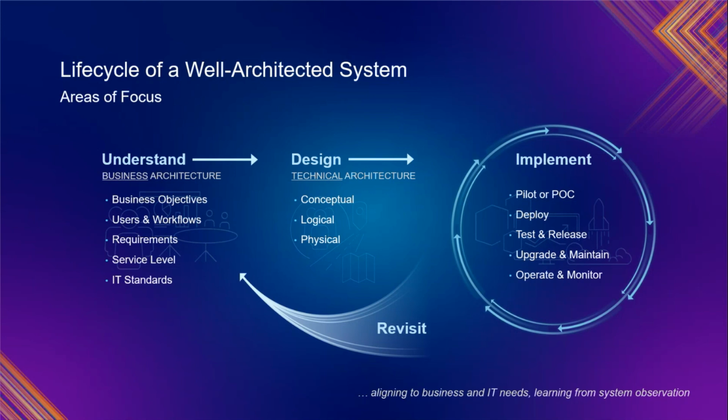When you say business architecture, what? It should be aligned with the business objective. It should be aligned with your number of users, different types of users, and the user workflows. When you say users, you need to understand the user types. Okay, so user types and workflows. Then the requirements, service level. What is service level? Your non-functional requirement. These are the service level agreements.